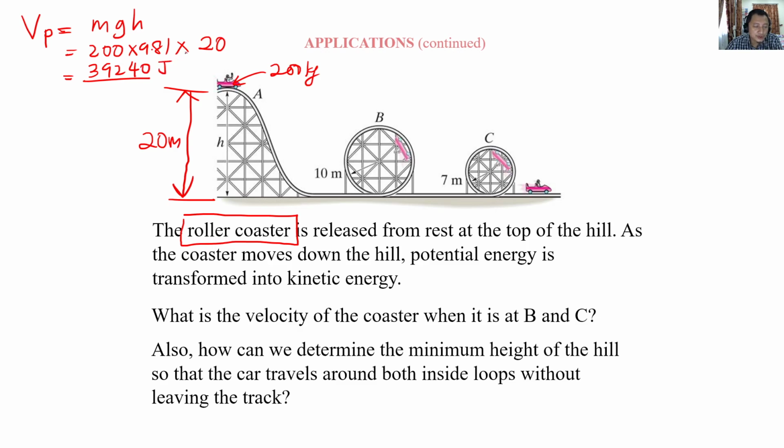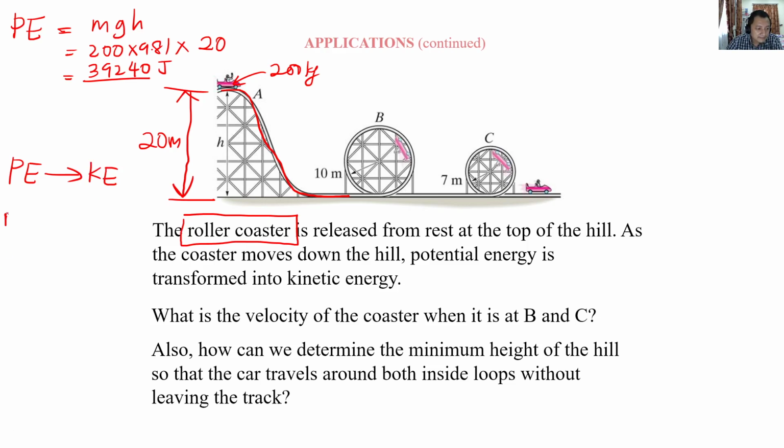39240 joule. This is the energy that this car has. So when the car travels down, it will convert the energy from potential energy, or you can put it as PE only, I think it's a better way. Potential energy is converted into kinetic energy.